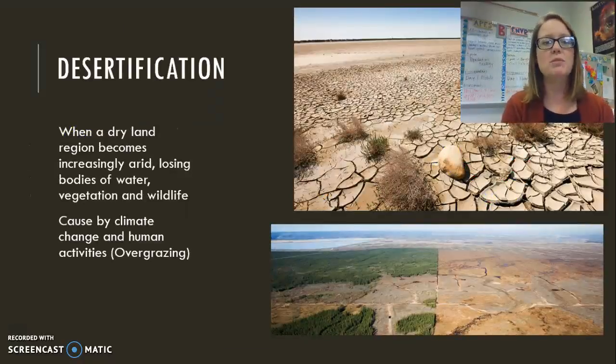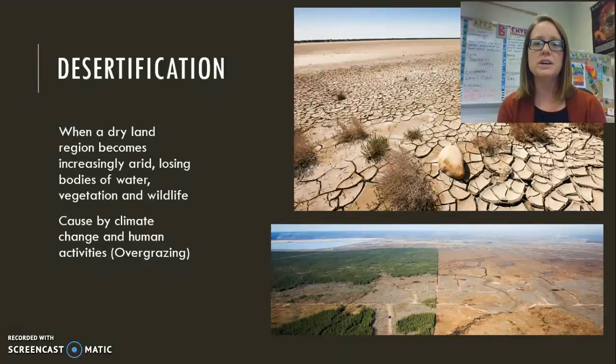Desertification is becoming a problem, especially in the areas surrounding our deserts, which were previously grasslands. The area becomes increasingly arid or dry, meaning it's losing its bodies of water, any vegetation and wildlife that help support the soil. And this is caused by a couple of things. It can be climate change, which leads to more evaporation, but a lot of human activities, mainly overgrazing and poor farming practices, which leave the soil exposed.